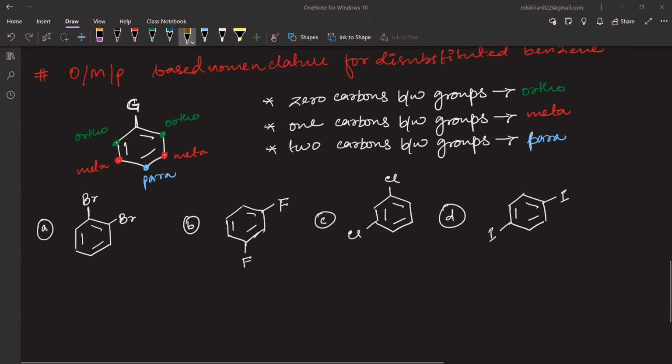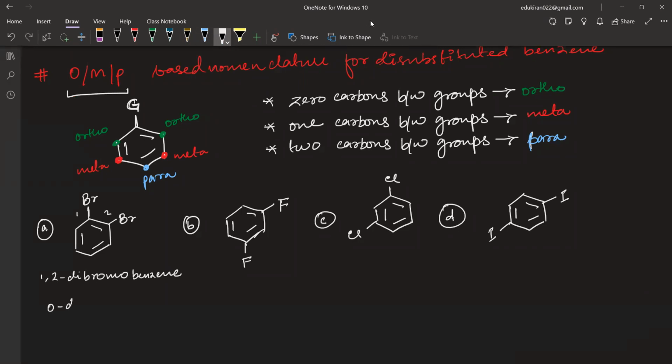So if we are naming it conventionally, then I will say this is 1, this is 2, so 1,2-dibromobenzene. Now, using the OMP method, I can also say that these are ortho-dibromobenzene. Ortho is denoted by the letter o.